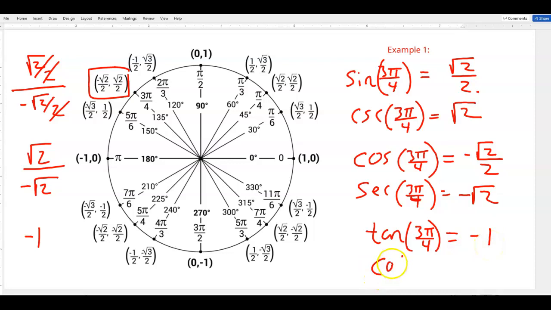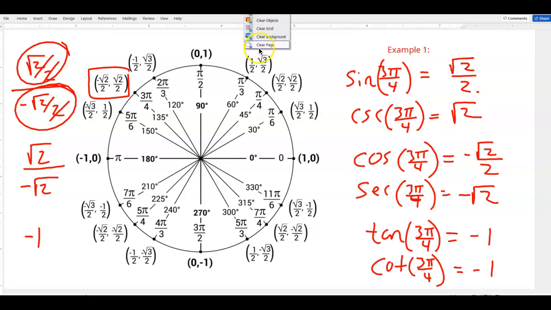Let's go ahead and do cotangent. Well, cotangent is just the reciprocal of tangent, right? So even if you took these two fractions and flipped them, you're still going to be dividing the same number by itself, and it's still going to come out negative, so you still end up with negative 1. So there's our 6 trig ratios there for the angle 3 pi over 4. Let's go ahead and take a look at one more, and then I'll let you guys practice.